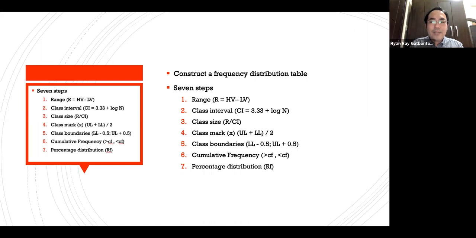Another important part of your frequency distribution table is your cumulative frequency. There is one column that we need to present in your cumulative frequency, which is your increasing cumulative frequency, and the decreasing cumulative frequency. And lastly, your percentage distribution or your relative frequency.